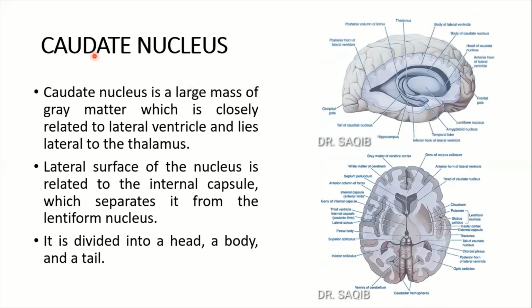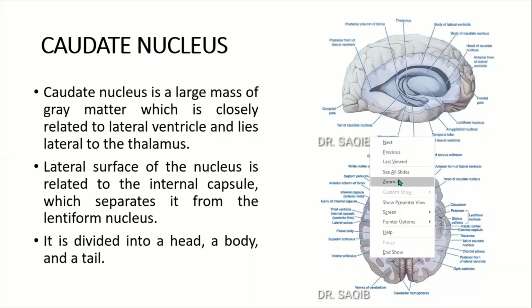So a few words about the caudate nucleus, right? Follow this laser, this is the caudate nucleus here. And this part is the head of the caudate nucleus, and here is the tail of the caudate nucleus. Follow the laser. Caudate nucleus is a large mass of gray matter which is closely related to the lateral ventricle and lies lateral to the thalamus. You see, these gaps are for the lateral ventricle, right? This is the lateral ventricle and lies lateral to the thalamus.